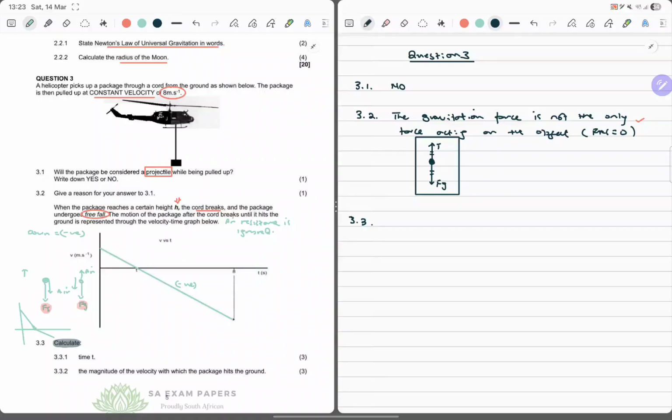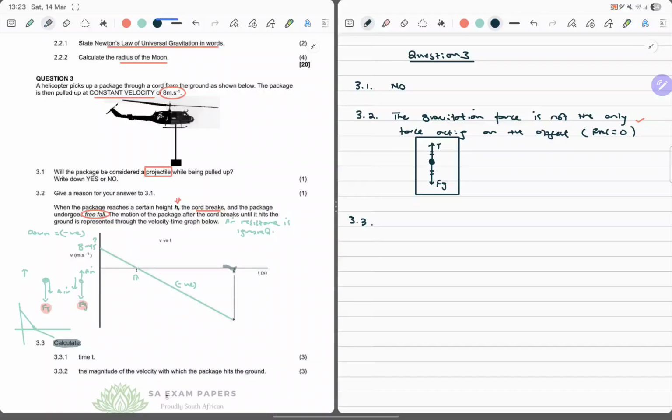We are calculating the time t. So this is when it reaches maximum height. This is when the velocity is 0. Now, if I may ask, what should be this velocity here? Well, remember it was moving at a constant velocity before it broke off. So that velocity should be the initial velocity, so that should be 8 meters per second. So those are some of the things that are important.